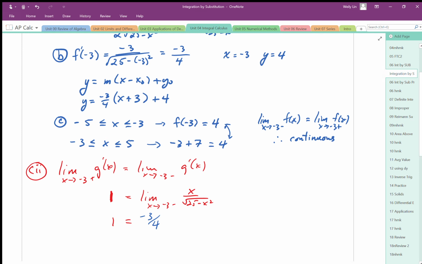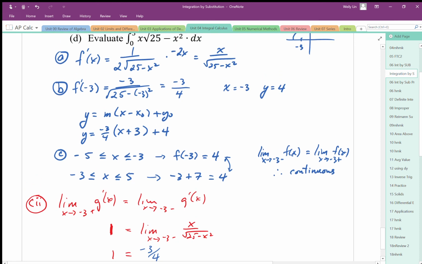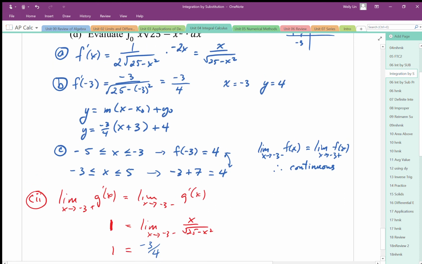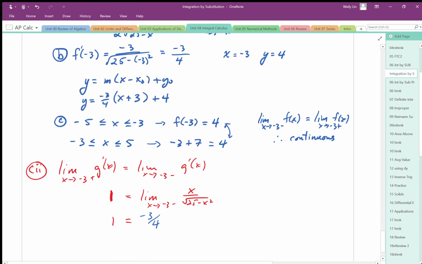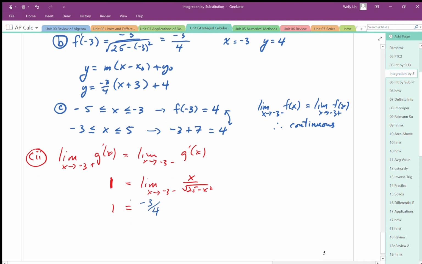It looks like it's not true. So we end up with this expression. These are not equivalent. Therefore, it is not differentiable. So there's a kink in there, so it's not differentiable.